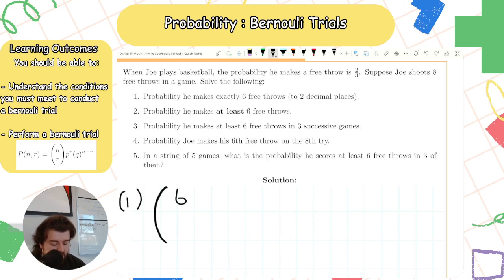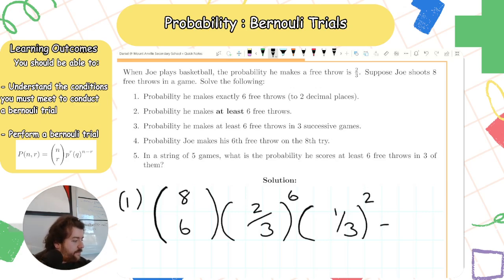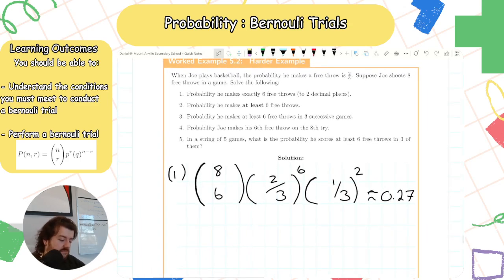So in the 8 free throws he does, he scores 6 times. We times that now by the probability of success. He makes a free throw 2/3 of the time. We want him to get exactly 6 of them. And then how many times does he miss? Well, the probability of missing is 1/3, and he misses twice. So remember that these powers must add up to this number here. 6 plus 2 is 8. Put that in your calculator, and you should get roughly equal to 0.27. So he has a 27% chance of getting 6 of his free throws.